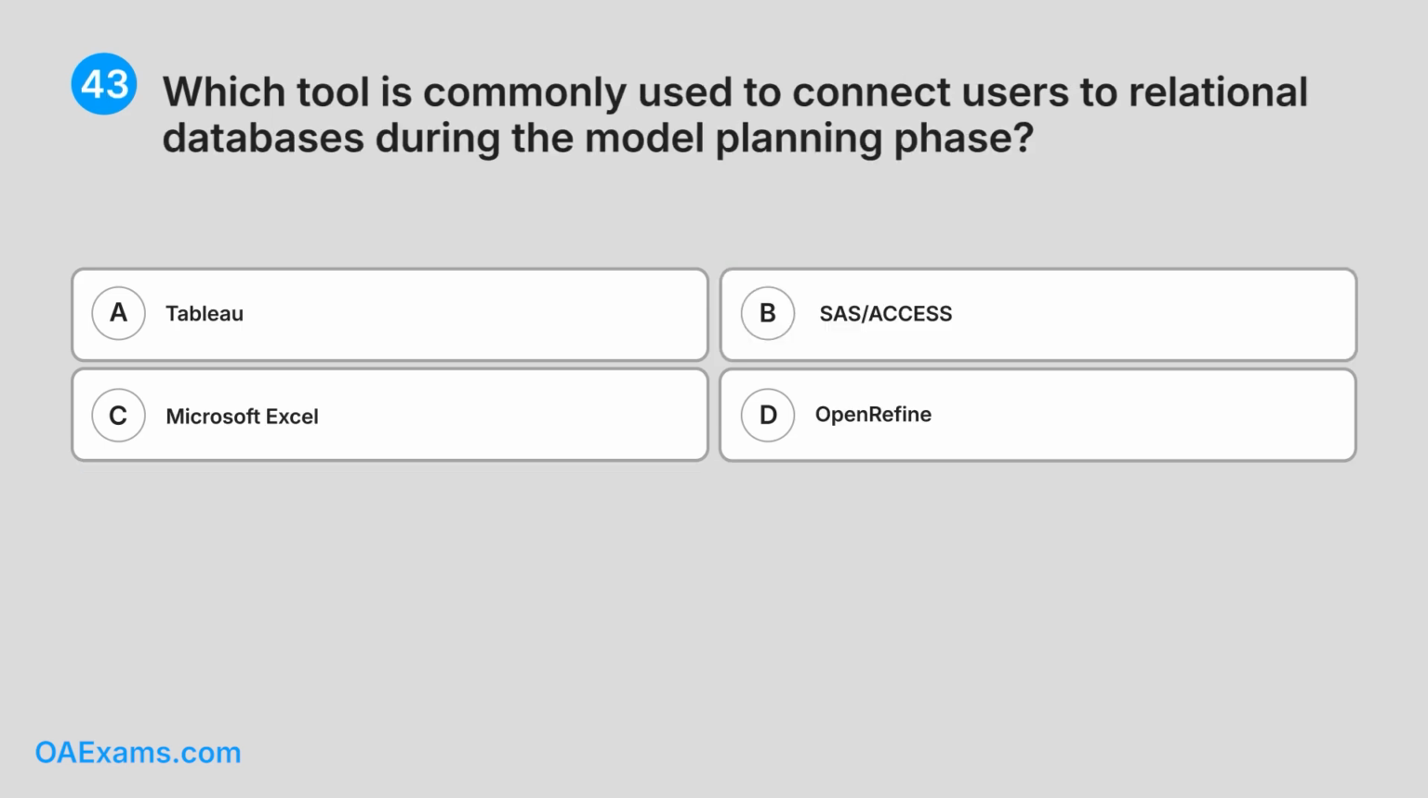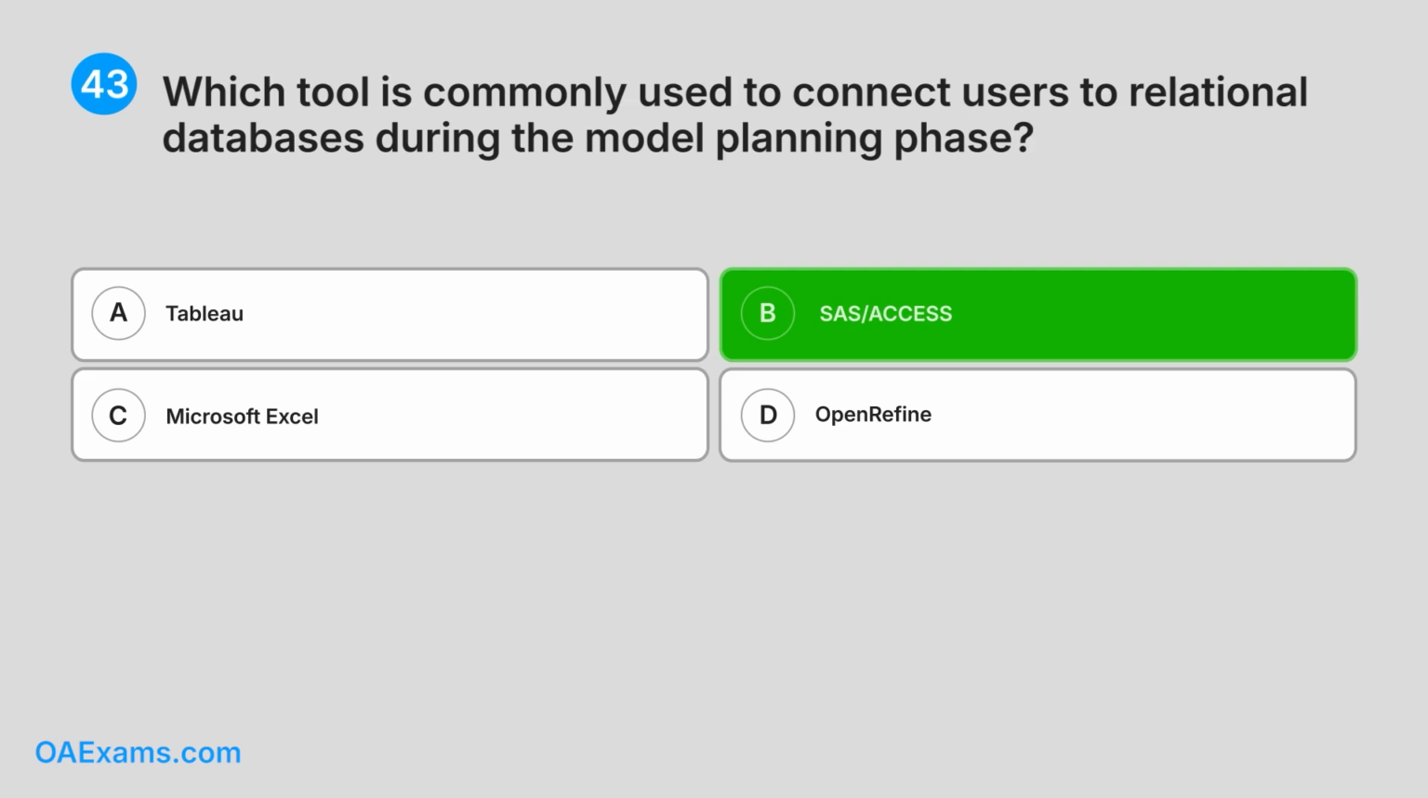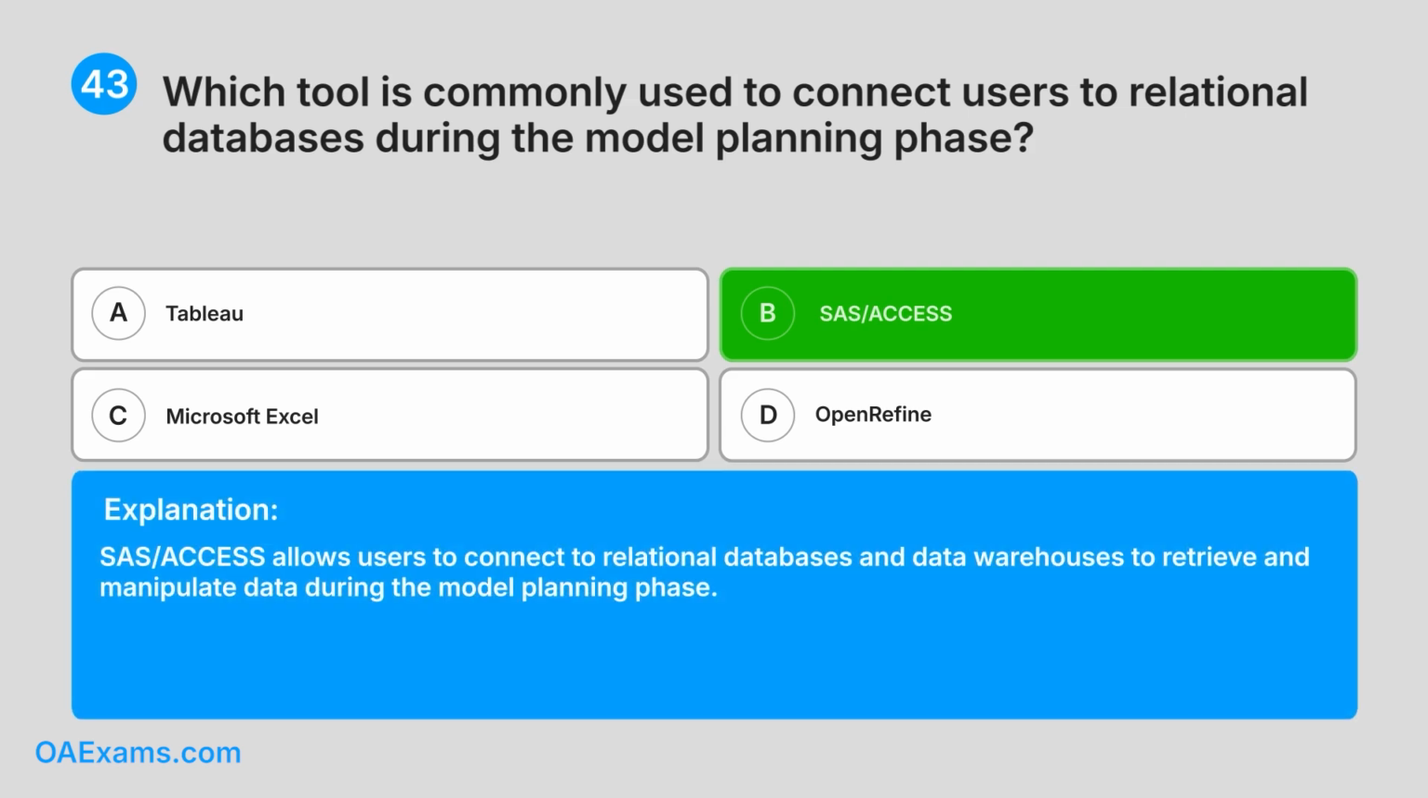43. Which tool is commonly used to connect users to relational databases during the model planning phase? A. Tableau. B. SAS Access. C. Microsoft Excel. D. Visio. Can you guess the answer? Correct answer, B. SAS Access. Explanation. SAS Access allows users to connect to relational databases and data warehouses to retrieve and manipulate data during the model planning phase.